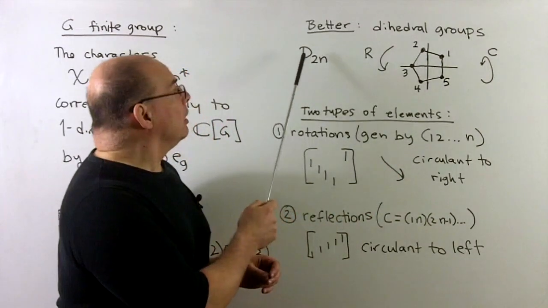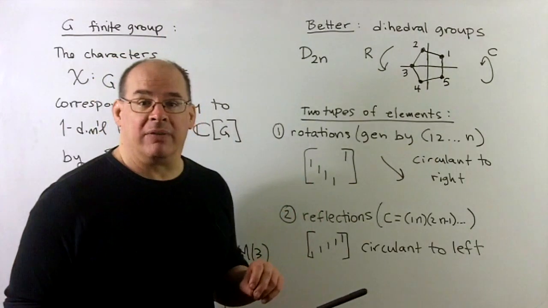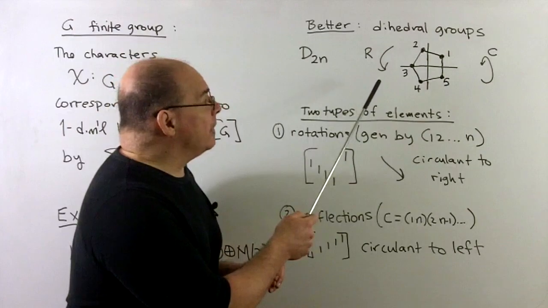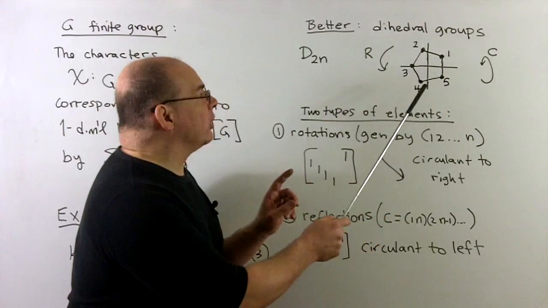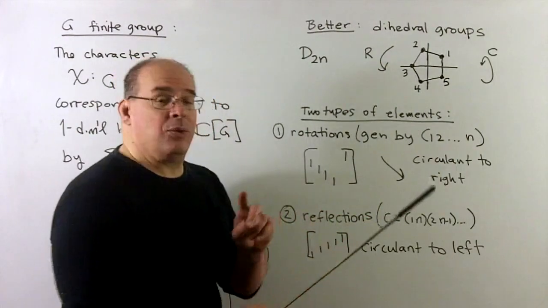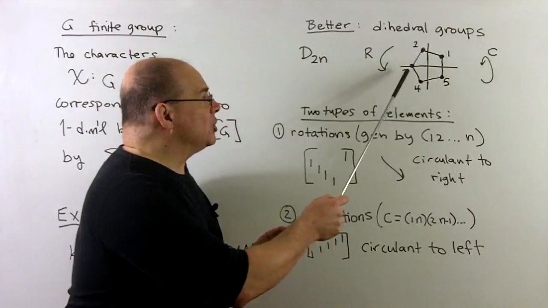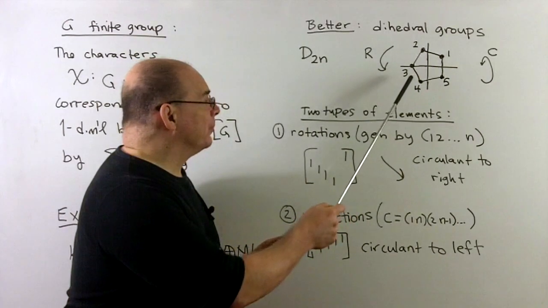For notation, we'll use D sub 2n. The 2n corresponds to the number of elements in the group. The group elements are the symmetries of a regular n-gon. I'll orient our regular n-gon as follows. Okay, so here we have a pentagon. If n is odd, I'm going to want to make sure the middle value lands on the negative x-axis.